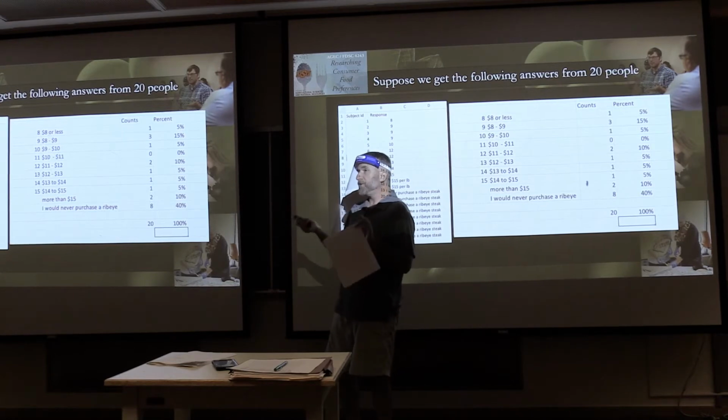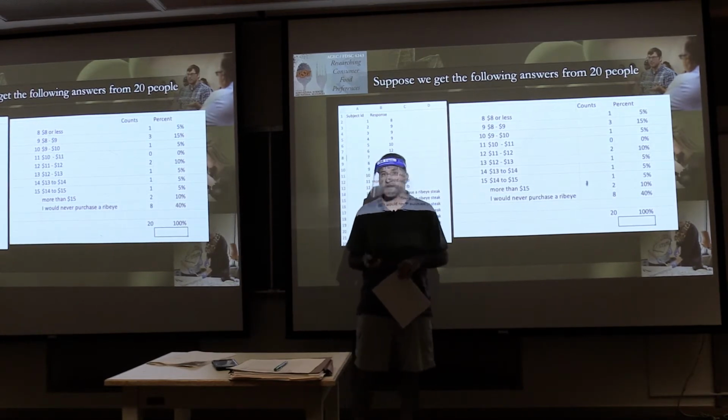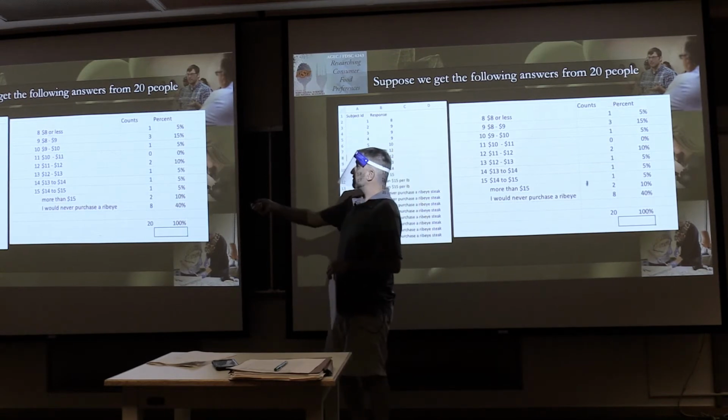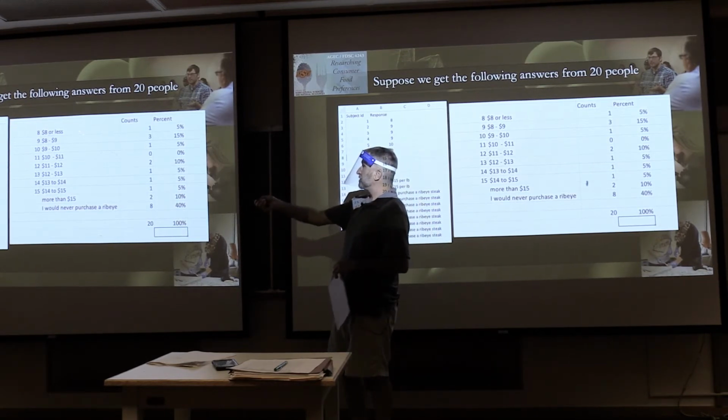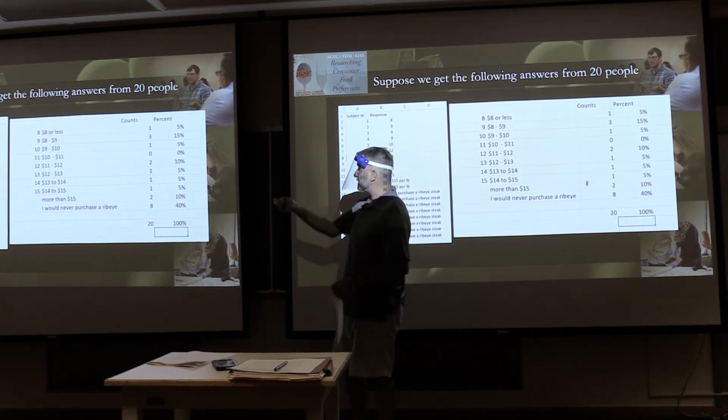And we don't just want the number of people who provided each response. What we really want is the percent of people. And so the percent of people who said they would pay $8 or less, there was only one person. In reality, we'd always have more than 20 people, but I'm just keeping this simple. There were 20 people, so 1 divided by 20 is 5%.